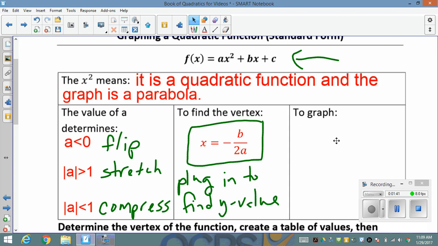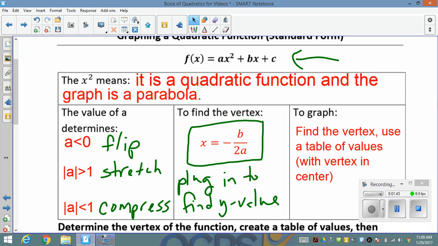And to graph, what we're going to do is find the vertex and use a table of values, always with the vertex in the center. Remember, when we're graphing a quadratic function, we want to be able to see that vertex and we want to see a few points on either side. So determining your vertex first is extremely important.